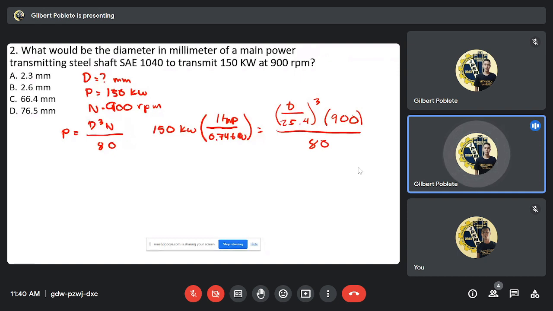So, ang lumabas sa ating diameter is 66.41 millimeter. So, ang sagot natin is letter C. Ayan, okay, so next, copyahin nyo lang guys.